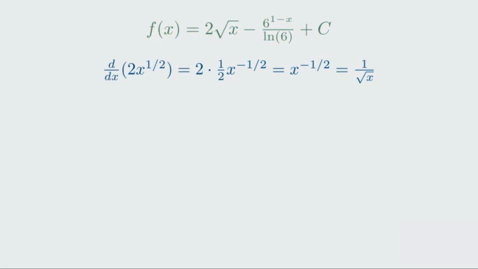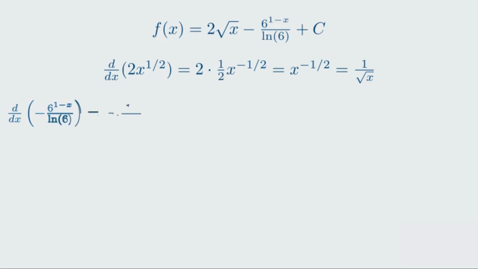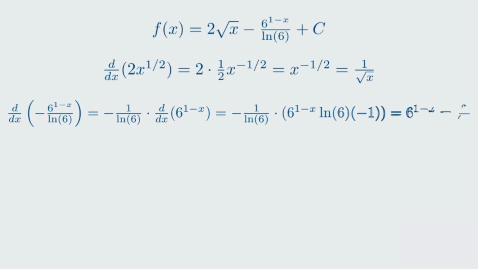For the second term, we differentiate negative 6 to the 1 minus x divided by ln of 6. The ln of 6 is just a constant in the denominator. We use the exponential rule. The derivative of 6 to the 1 minus x is 6 to the 1 minus x times ln of 6 times the derivative of the exponent, which is negative 1. The negative from this term cancels the negative outside the fraction. The ln of 6 in the numerator and denominator cancel out. We are left with 6 to the power of 1 minus x, which is exactly 6 divided by 6 to the x. Since both terms match, our solution is correct.